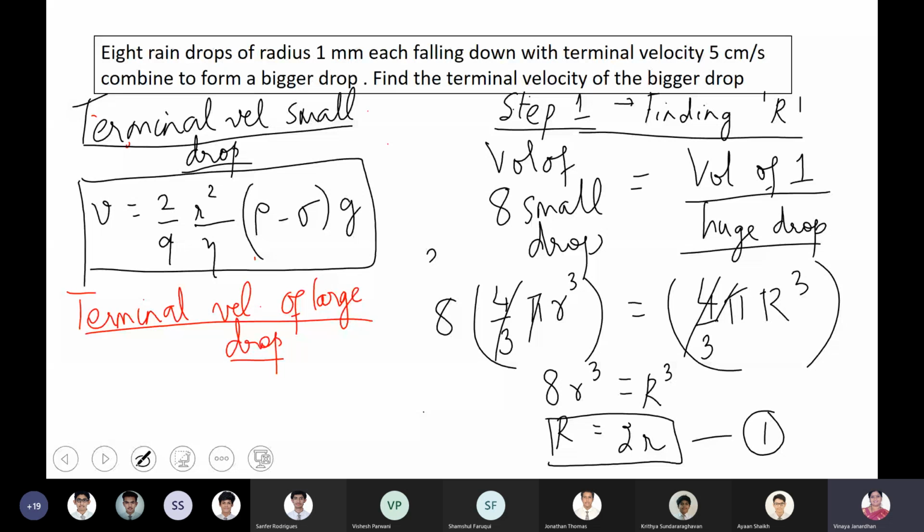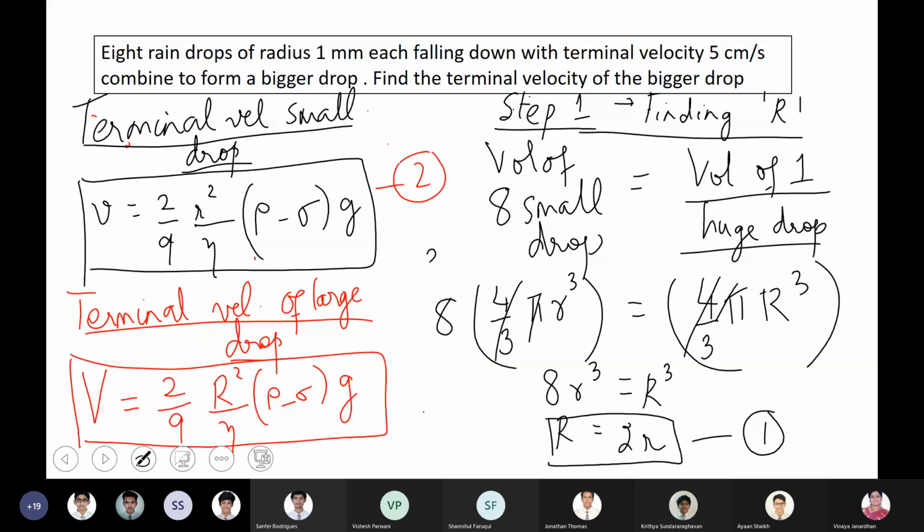Same formula. Then capital V is the terminal velocity of the large drop, equal to 2 by 9 times the radius of the huge drop squared by eta, times rho minus sigma into G. I'll mark this as equation 2, and this as equation 3.